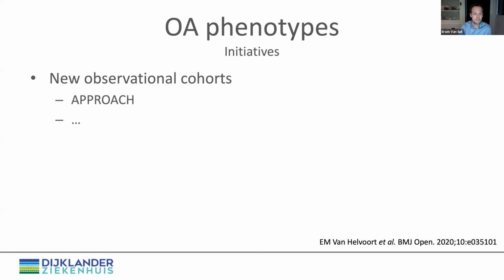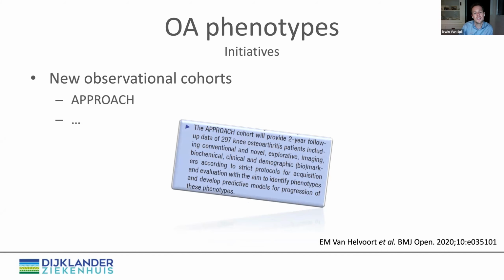So to solve that issue, you might decide to create a new observational cohort specifically designed for detecting phenotypes. And one big effort to do that is the APPROACH cohort. In the APPROACH cohort, almost 300 OA patients are very extensively characterized with the specific purpose of being able to define and detect different phenotypes in this population.